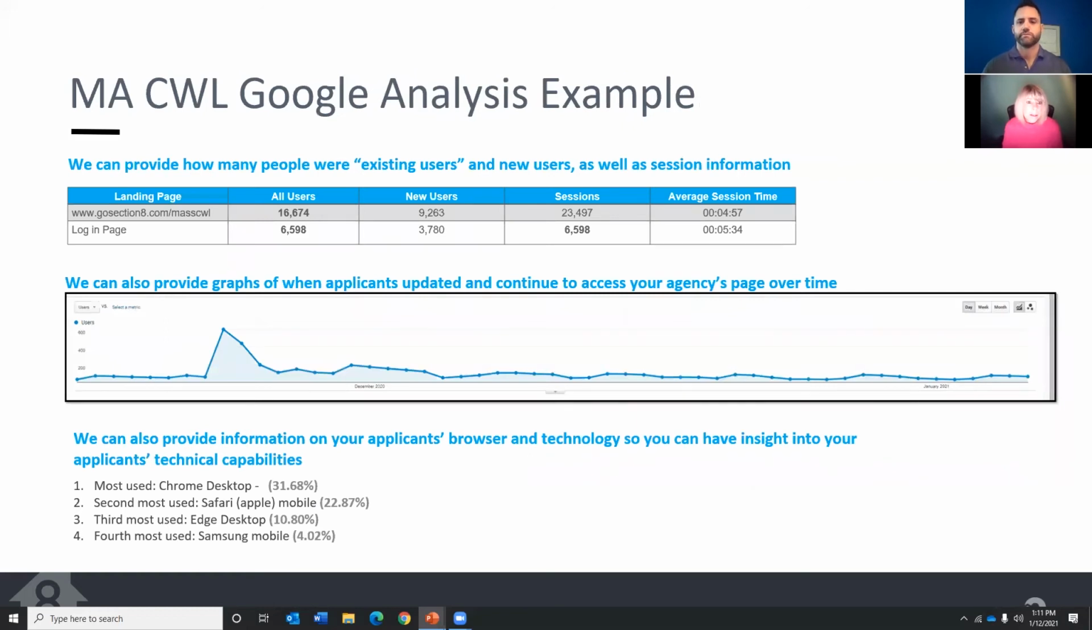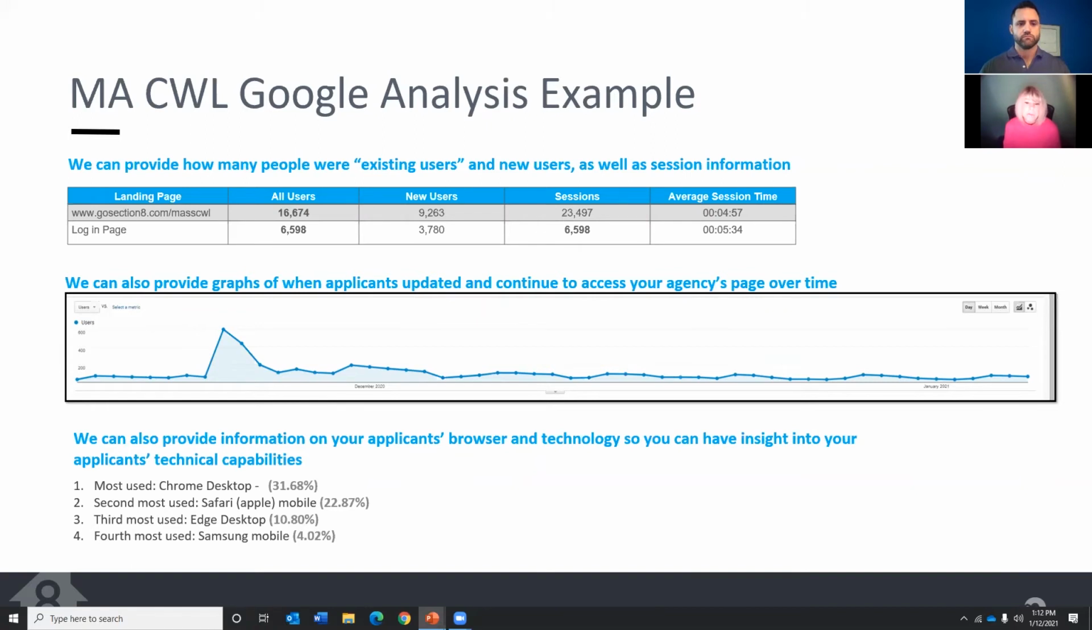And lastly, we do have Google Analytics, obviously, on every one of our housing authority pages. So we can continue to provide information on how many users are hitting your page, how many new users, how long the sessions are. This tells us a little bit about how people are interacting. Are they having difficulties? This is good for us internally, for our own benchmarking, but obviously for every agency. And we can provide graphs of when people are actually accessing your agency.